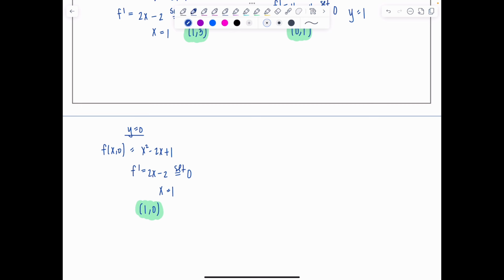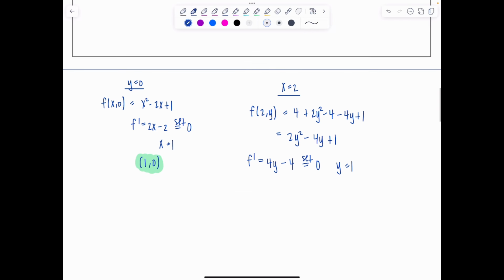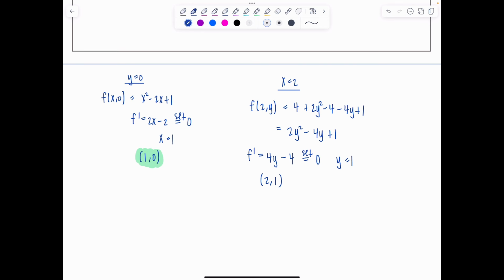And then the last one is x equals 2. So then we have f of (2, y). So that would be 4 plus 2y squared minus 4 minus 4y plus 1, which simplifies to 2y squared minus 4y plus 1. So then f prime is going to be 4y minus 4. Set this equal to 0. I get y is equal to 1. That came from being on the boundary that x is 2.